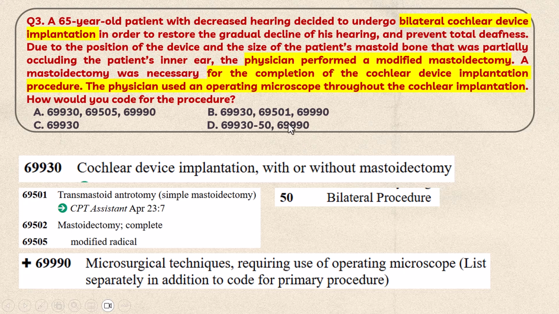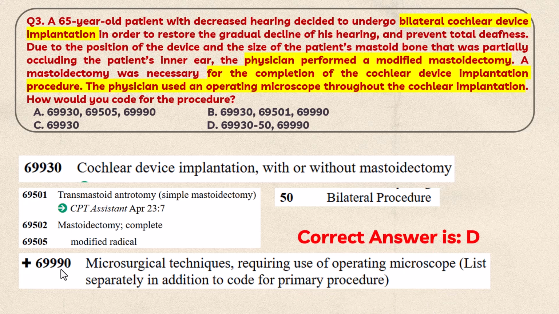So when you see the other code, that is 69,990 regarding the microscope, you can see 69,990 is a microsurgical technique requiring use of operating microscope. So list separately in addition to code for the primary procedure. The primary procedure is 69,930 with the modifier 50, and additionally the microsurgical techniques we have used additional code. The correct answer will be answer D.